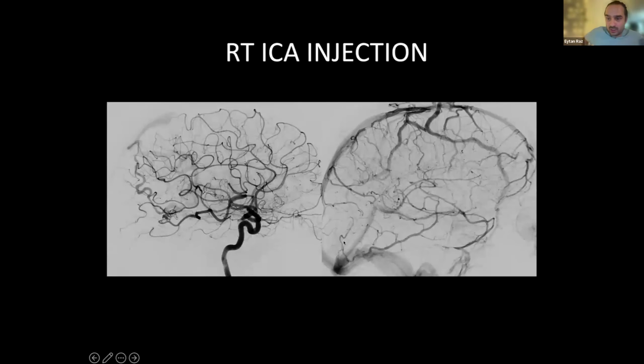Right ICA injection, same view. We see some more shunt in the same area, more or less, supplied by this temporal branch of the MCA. And the outflow, you see, is in the same kind of location. Preferentially it goes to that smaller parietal vein, but a little also to the rest of the vein that we saw before.